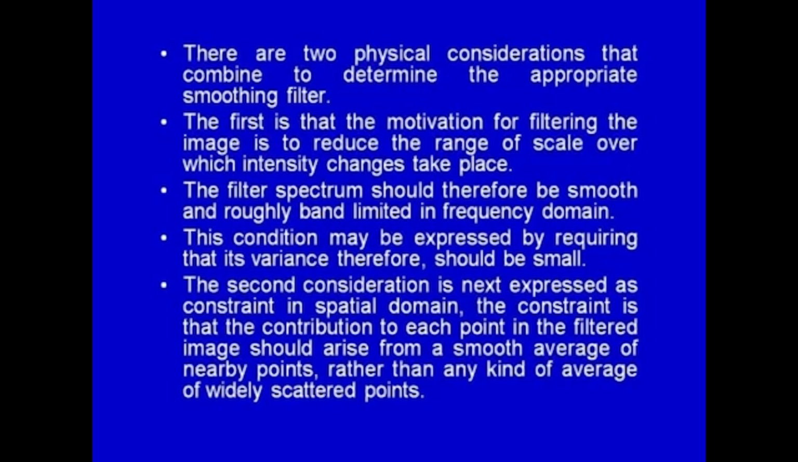The second consideration is expressed as a constraint in the spatial domain. The constraint is that the contribution of each point in the filtered image should arise from a smooth average of the nearby points rather than any kind of average of widely scattered points.